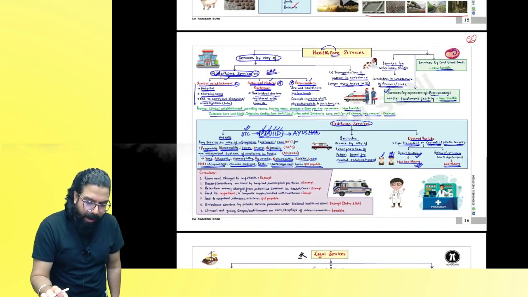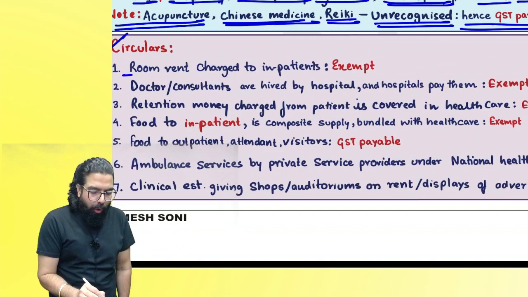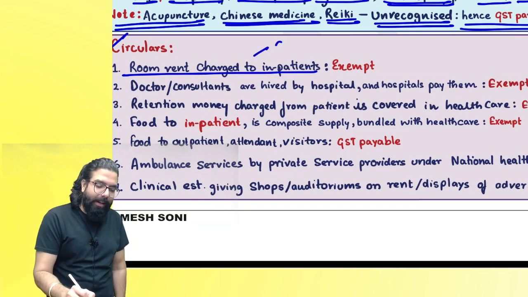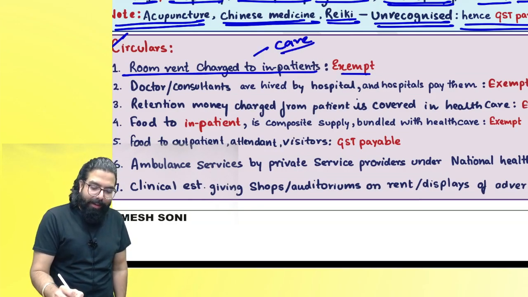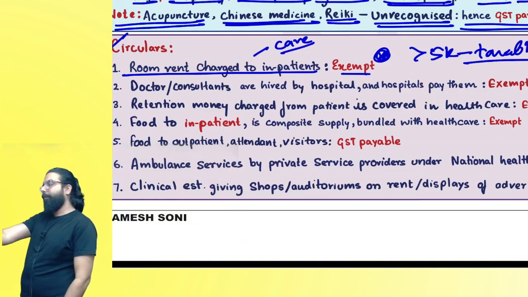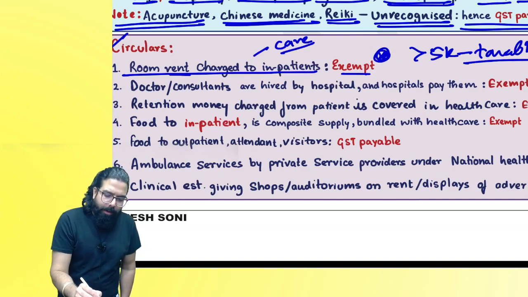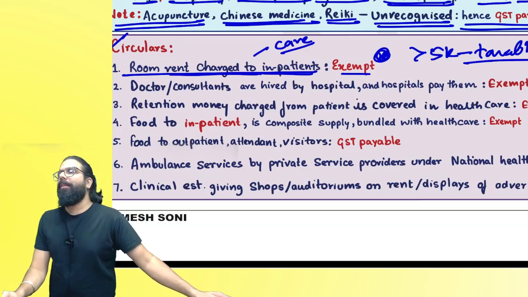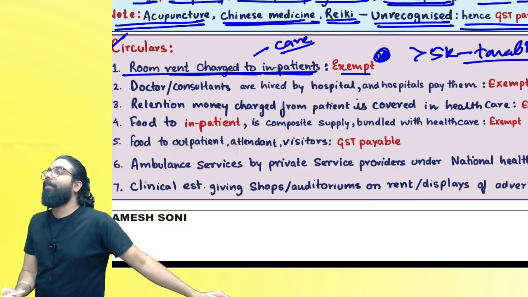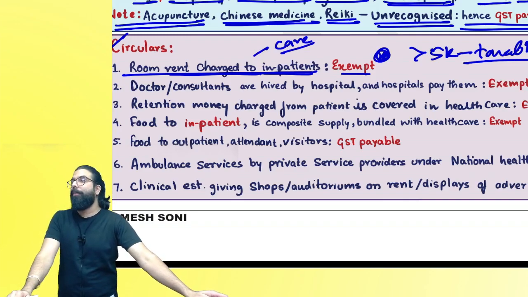Now, everyone over here, come down. We have some circulars. Room rent charged to an inpatient is nothing other than healthcare and it is always exempt. But can I tell you one star over here? Greater than 5,000, taxable. I feel this can be asked in the exam. Please be very careful. Room rent up to 5,000, if charged to an inpatient, is nothing other than healthcare only and it shall always be exempt. And more than 5,000 will always be taxable. Are we all clear?